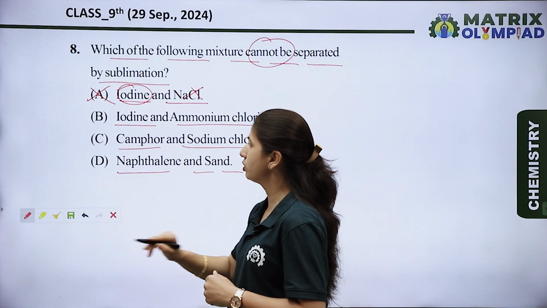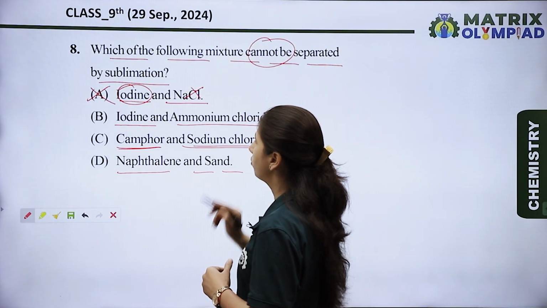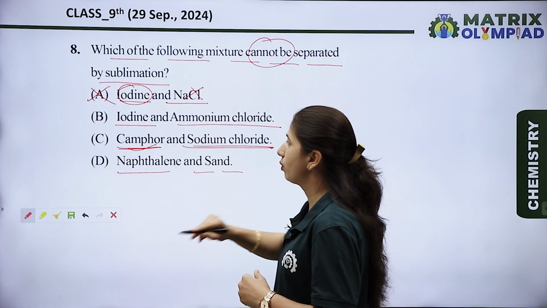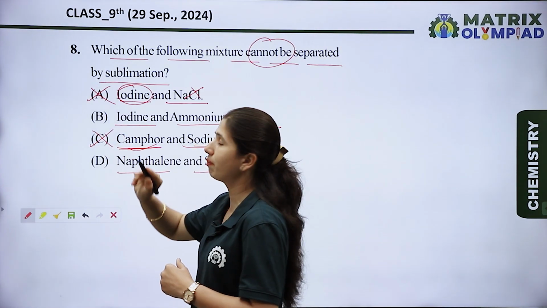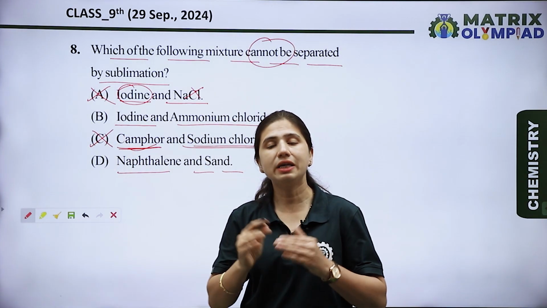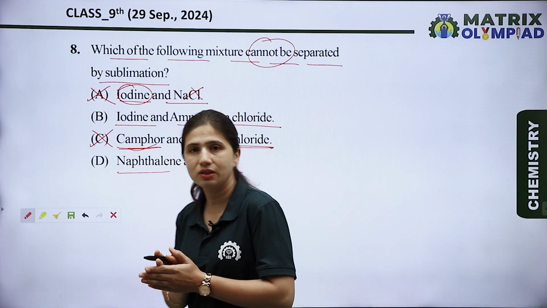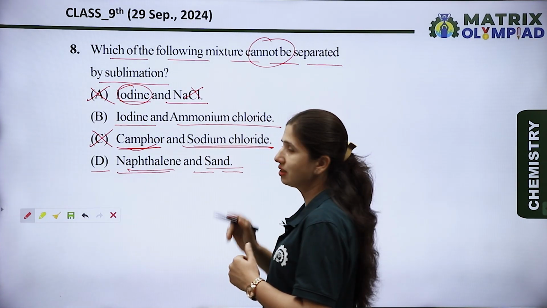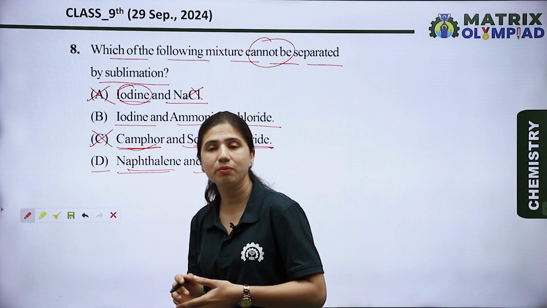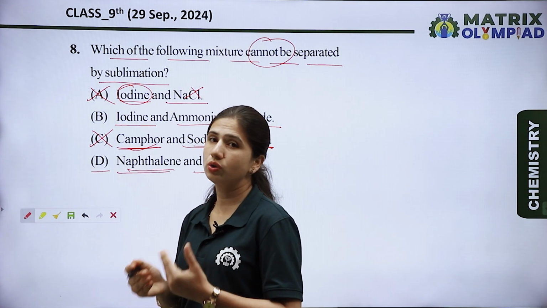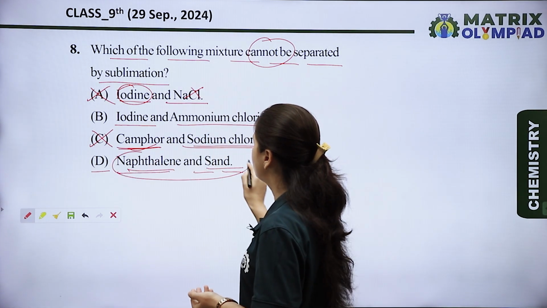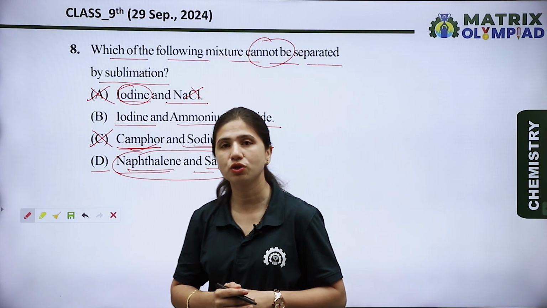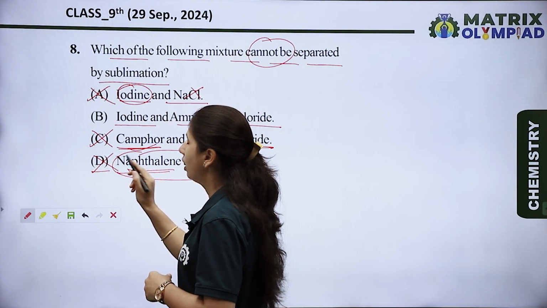Now let's see option C, camphor and sodium chloride. Camphor is a sublimable substance but sodium chloride is not, so it can also be easily separated by the sublimation process. Now let's see option D, naphthalene and sand. Naphthalene is a sublimable substance and sand is not, so the mixture of these two substances is also easily separated by the sublimation process, so this is also a wrong option.